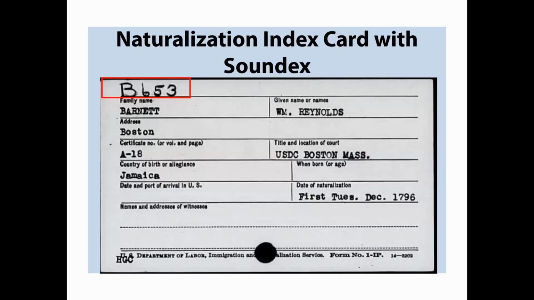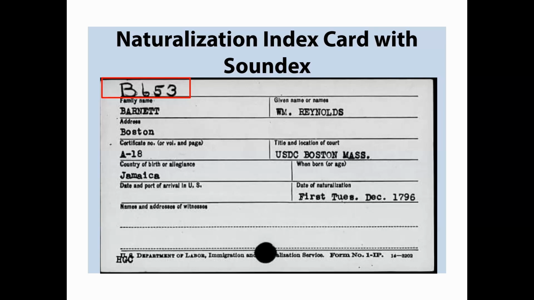So many times you might come across a naturalization index card like this here, where at the top left corner there is a strange code. So it's going to start with a letter and then it's going to be a 3-digit number string. That's actually the Soundex code, and we're going to show you how to put this together. But this is based on the last name of Barnett.